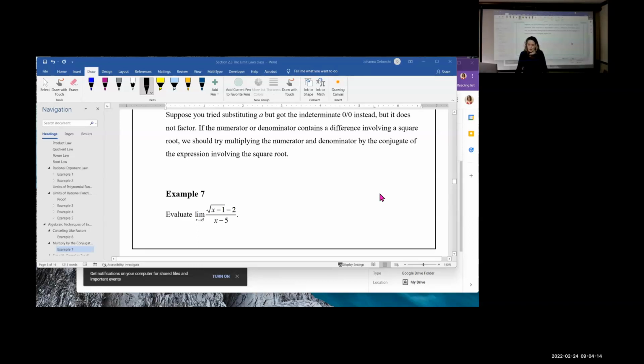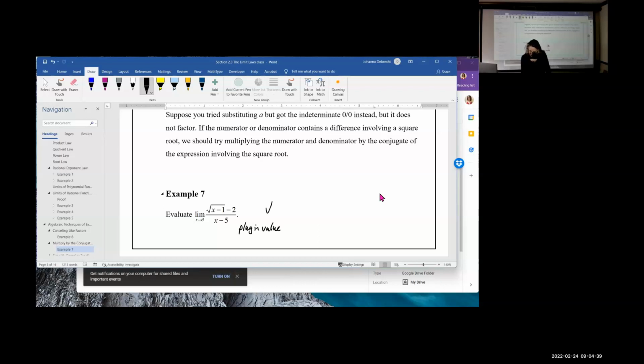So one of the things that we're going to try to do now for this particular one is take this and plug in the value. We're going to see that we get 0 over 0, and then we're going to multiply by the conjugate to get rid of it. So the first thing we always try, no matter what, is just plug in the value that x is approaching.